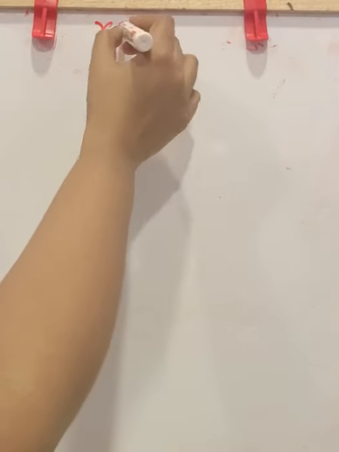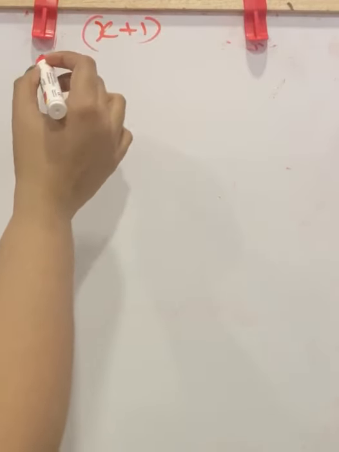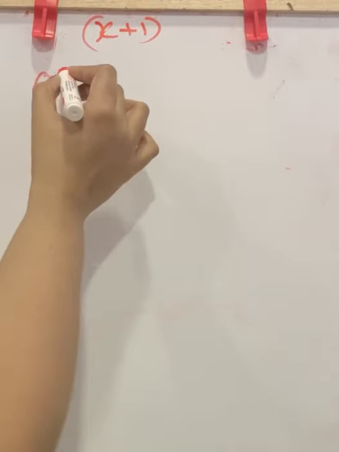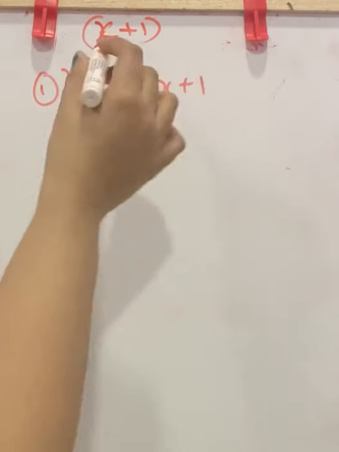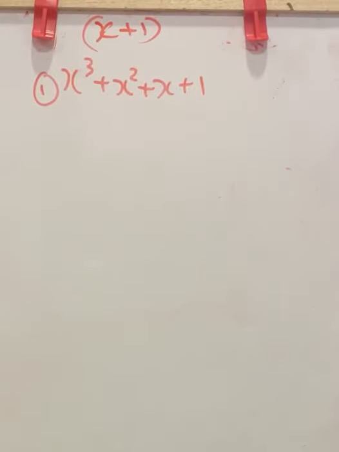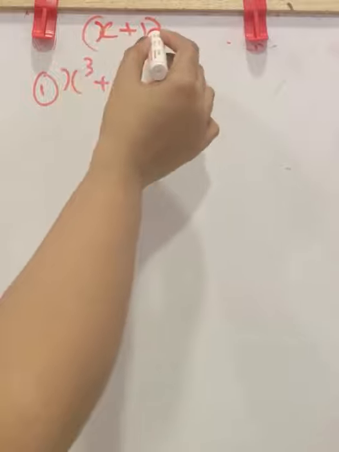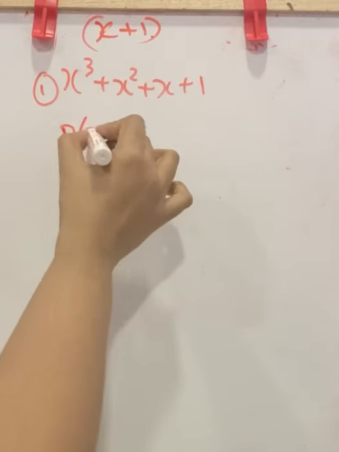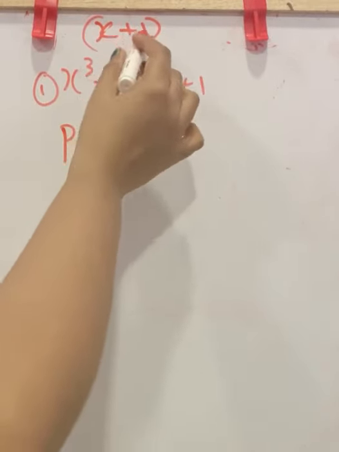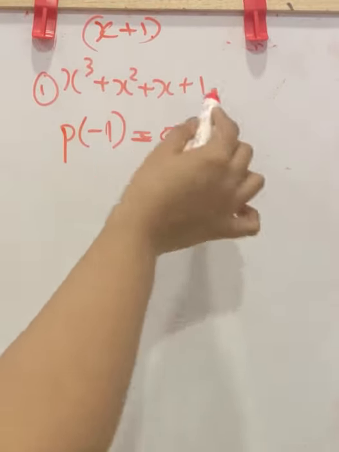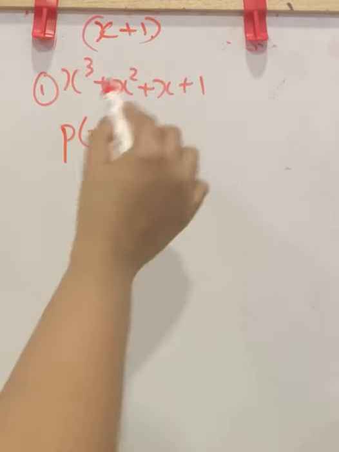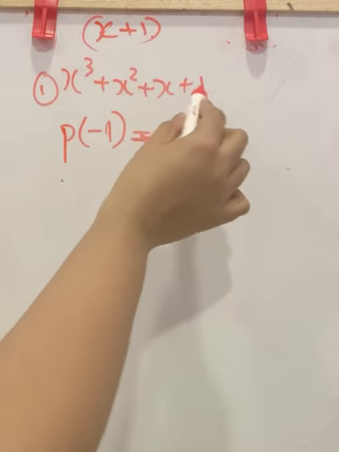Determine which of the following polynomials has x plus 1 as a factor. Now the first one is x cube plus x square plus x plus 1. We have to check, is this a factor? Now we know by the factor theorem, if x plus 1 is a factor, then p of negative 1 will be 0. Let us check whether this is 0. This is p of x.